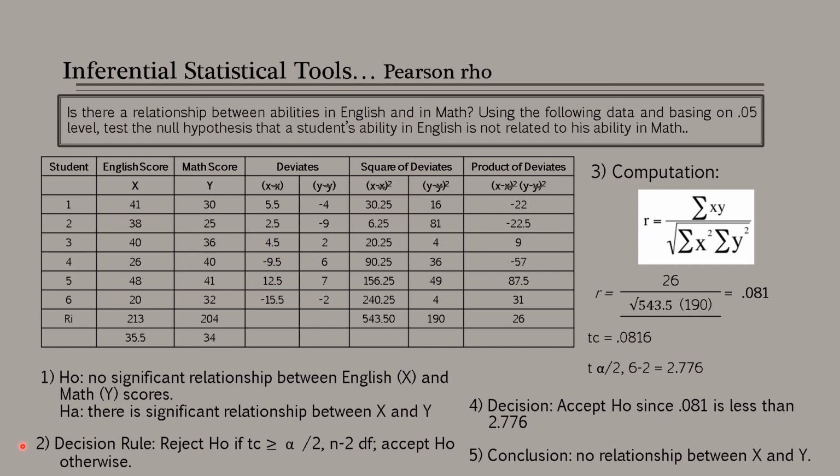Our decision rule here is to reject the null hypothesis if the t-value is greater than or equal to the t alpha over 2 with a degree of freedom of n minus 2. We accept the null hypothesis otherwise. Substituting the formula with the variables or the data we got from the table, we get a t computation of t of 0.081. Now we look up at the table the value of alpha over 2 at 4, we get a value of 2.776. Our decision then is to accept the null hypothesis, since 0.081 is less than 2.776. Our conclusion, there is no relationship between the math scores and the English scores.